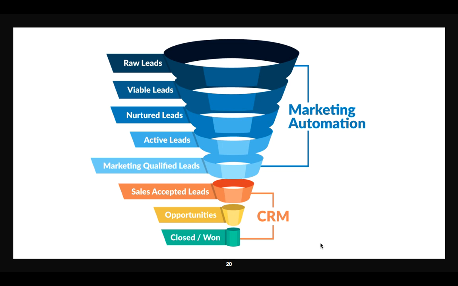And this is a brief snippet of your marketing automation. So what happens is there's a funnel for your raw leads, and then that goes to your viable leads, nurtured leads, active leads, marketing qualified leads. And then what happens with your CRM is your sales accepted leads, your opportunities, and closed won. So this is what your marketing automation funnel would look like if you are automating that funnel correctly. And in that course, we are discussing all the tools that we just discussed, how to build out a customized sales funnel, how to integrate and implement all of these tools so that you guys are ready to scale, ready to increase your productivity, and just ready for overall success.